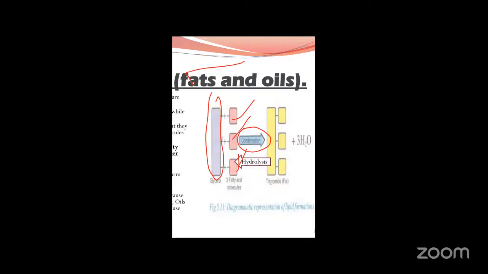If you want to break down an oil into fatty acids and glycerol, you do that through a process known as hydrolysis. No wonder the arrow is pointing backwards. But to form an oil or a fat using fatty acids and glycerol, the arrow is facing forward, and that process is known as condensation. So it is very important that you get to note that.